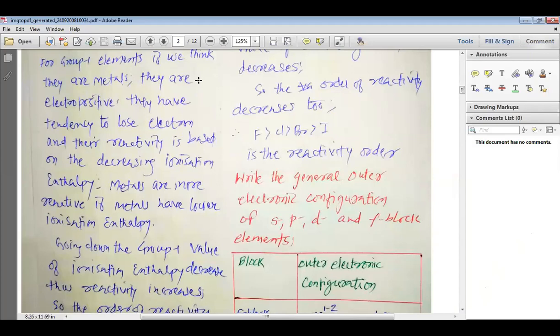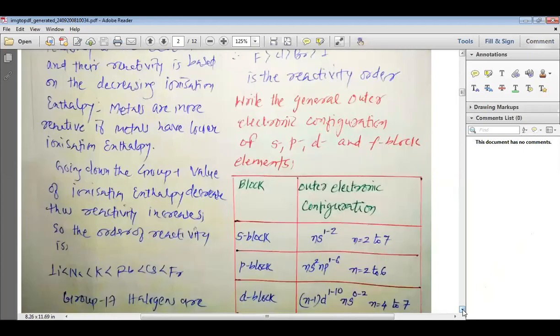Group 1 elements are metals, they are electropositive, so they have a tendency to lose electrons, and their reactivity is based on decreasing ionization enthalpy. Metals are more reactive if they have a lower ionization enthalpy, because they are electropositive and have a tendency to lose electrons. So the less energy required to remove an electron, the more reactive that metal would be.